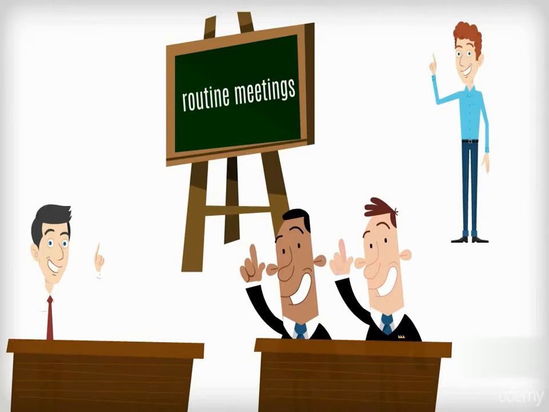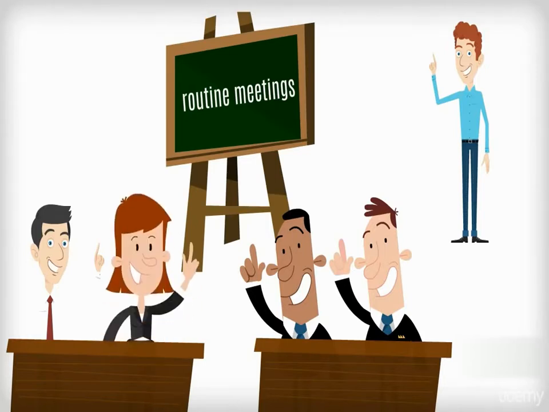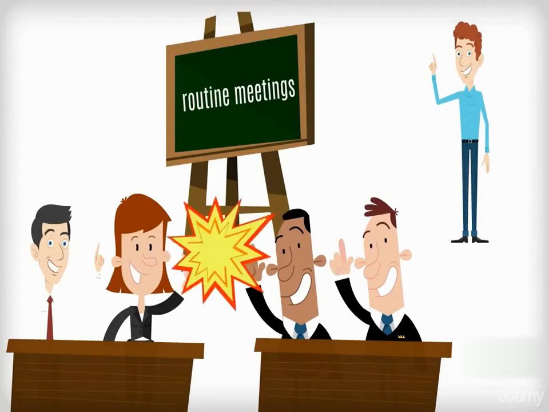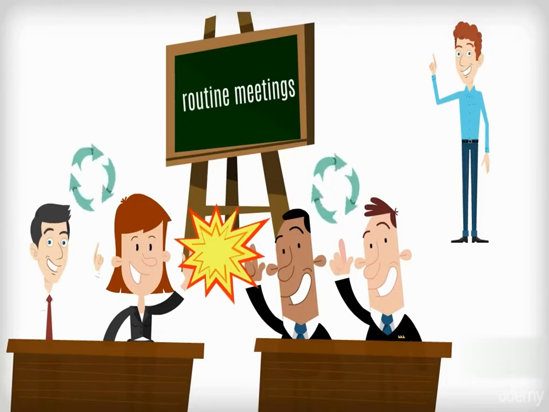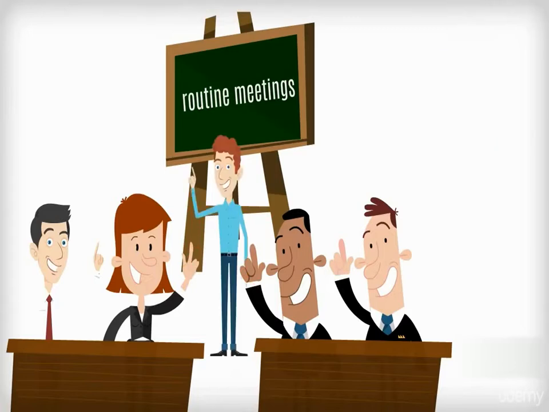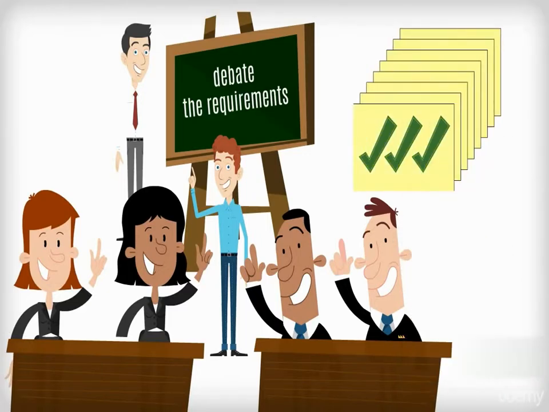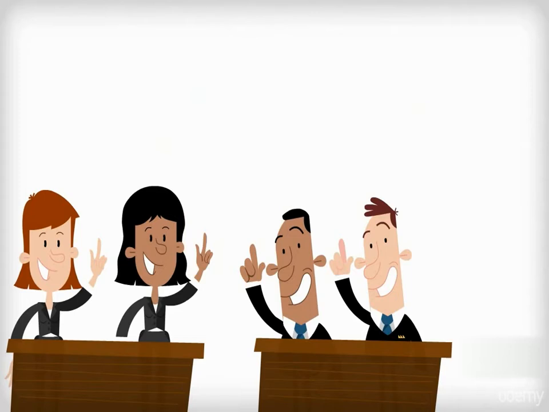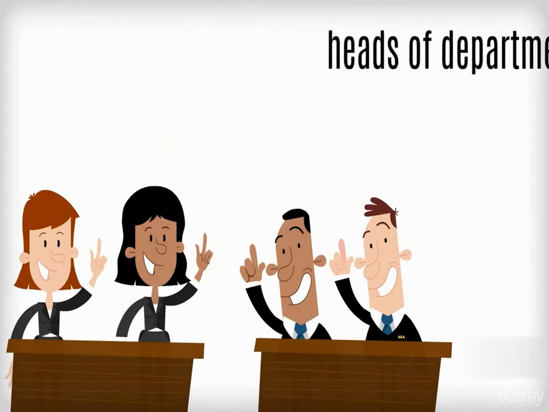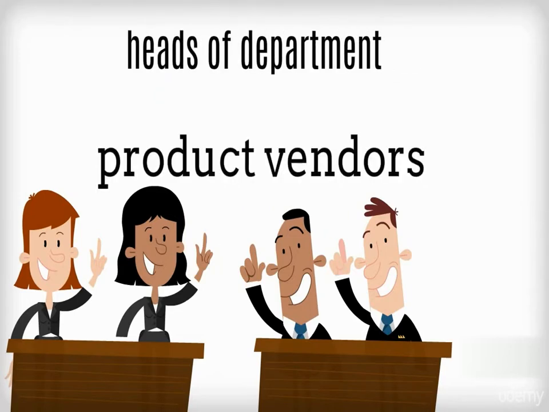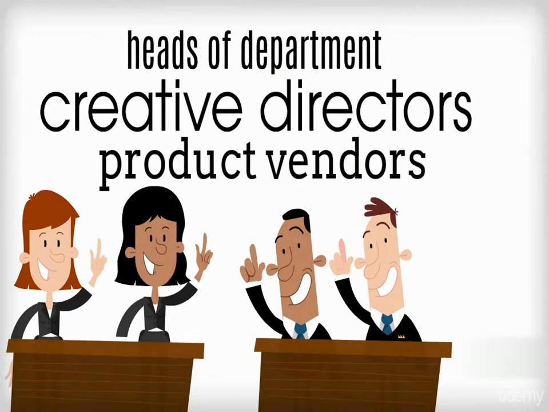Stakeholder meetings are held when we have a number of stakeholders with a vested interest in the product who also have conflicting or related views on the requirements. The Scrum Master may organize the meeting to debate the requirements, and the product owner will make the final decision as to which features make it into the product backlog. This can prove tough in reality since the stakeholders can consist of heads of department, product vendors, creative directors, and other people with different but equally important perspectives.